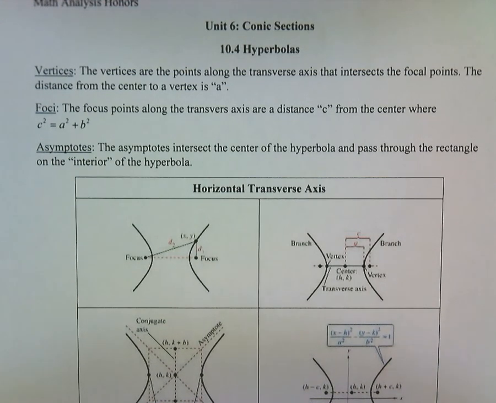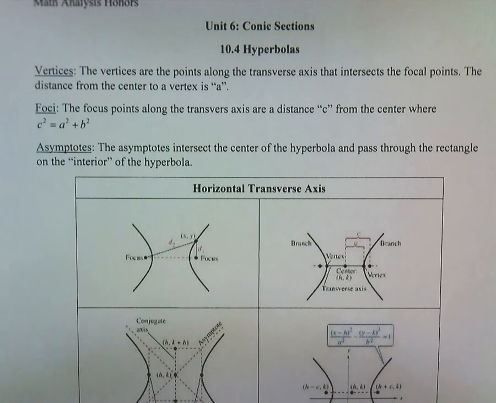This is the last section in Unit 6, so there's only 4 sections in this unit, and these are hyperbolas. So it's going to start out very similar to ellipses, and there's going to be some slight differences between ellipses and hyperbolas. It's a little bit more complicated, but not much. So we're still going to have vertices, but now we're not creating an oval shape. We're creating like 2 parabolas.